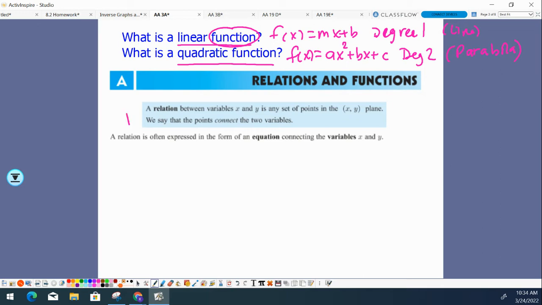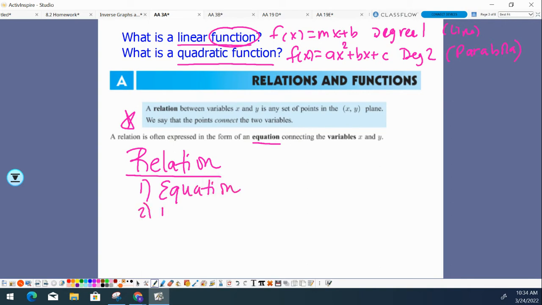All right, so first of all, we say a relation between variables x and y is any set of points in the x, y plane, and we say that the points connect the two variables. So a relation can be expressed in a lot of different ways, and you've seen all of these ways. First we can use an equation, or sometimes rather than an equation, it's just a rule, a pattern, where all the x's are twice the y's, something like that. You can just say it in words.